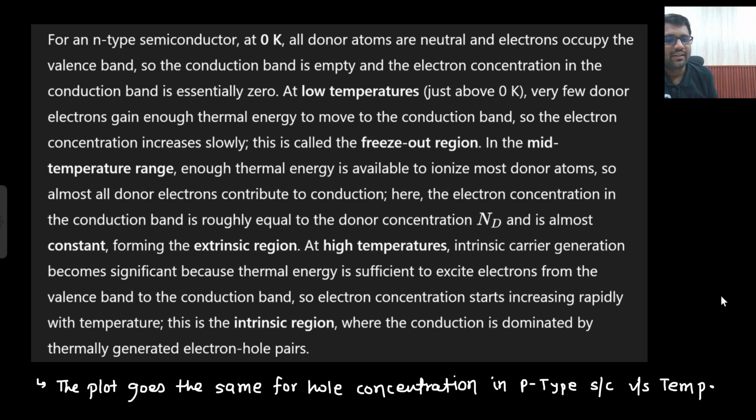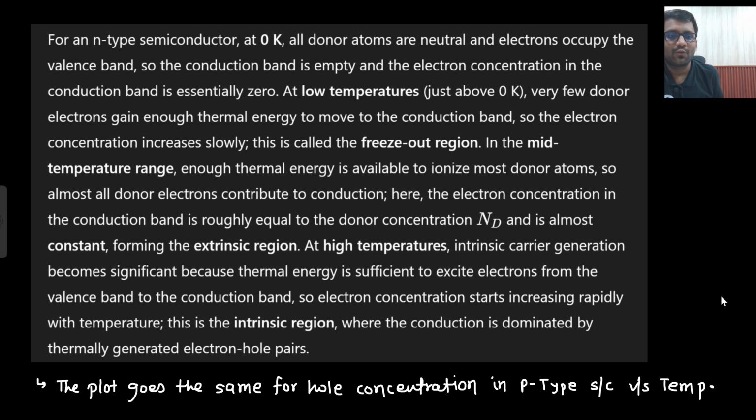At very high temperature, intrinsic carrier generation becomes significant because of the thermal energy. Because thermal energy is sufficient enough to excite the electrons from the valence band to the conduction band. So electron concentration will start increasing rapidly with temperature, and this is known as the intrinsic region, where the conduction is dominated by thermally generated electron hole pairs. So you are able to understand every single line that has been written here. Say yes or no. Okay.